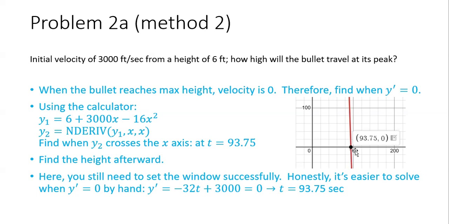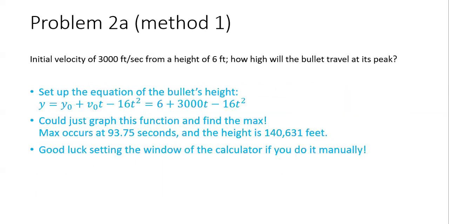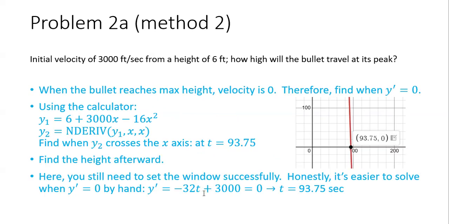Okay. So this is honestly just easy to solve by hand. Because it's a polynomial and it's a quadratic. This is our function right here. We take the derivative. It's minus 32t plus 3000. We set it equal to 0. This is a linear equation. We can easily solve for t. t is 93.75 seconds. So honestly, this one was probably just easier to solve by hand if you're struggling to set the window. Okay.